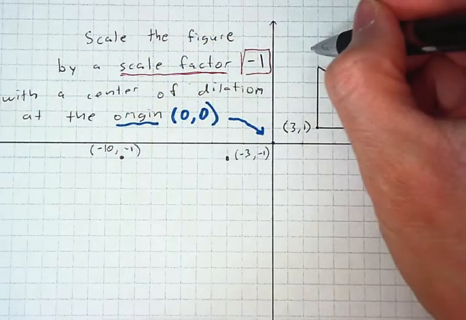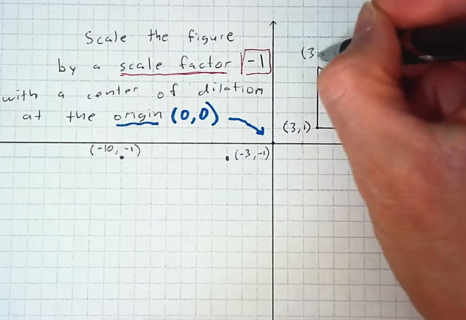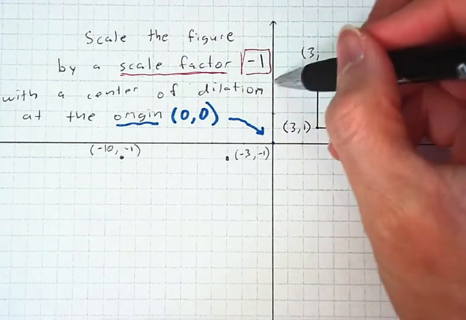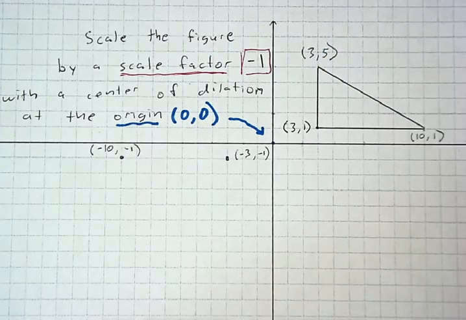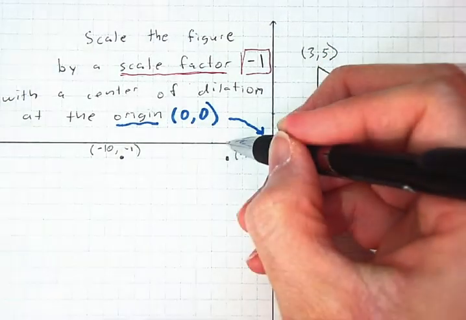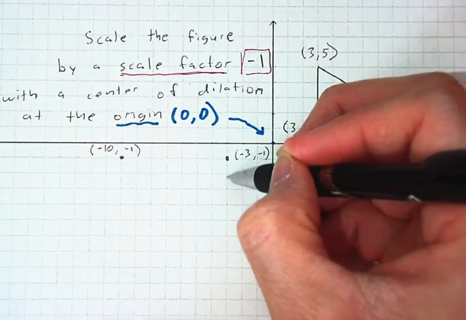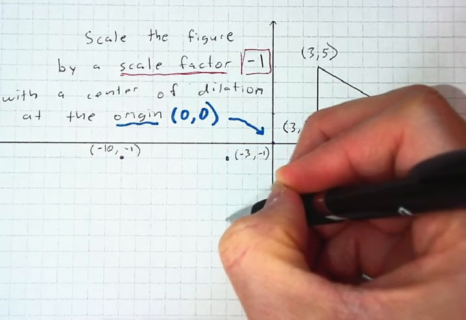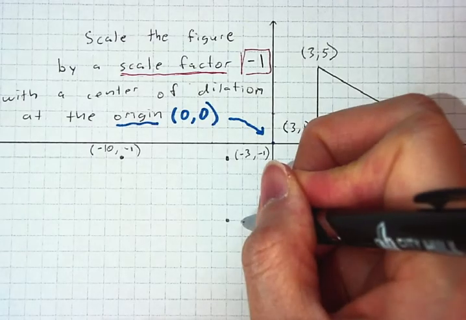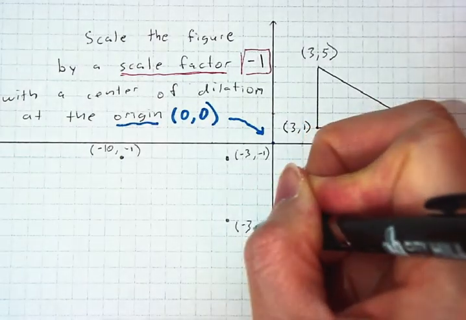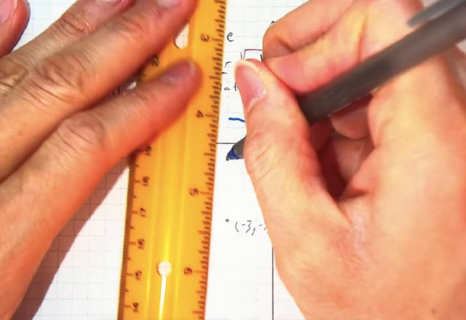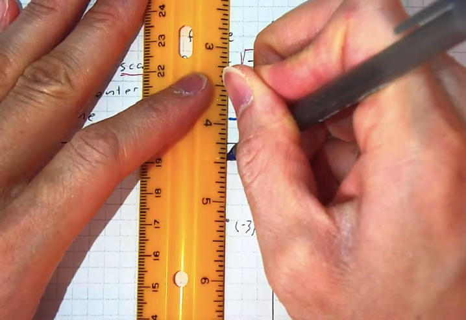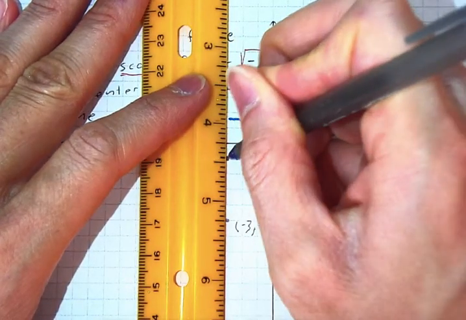Last one over here. This is 3, 5. So -3, -5. Okay, so there you go. Right there, that is us scaling a figure by a negative scale factor.